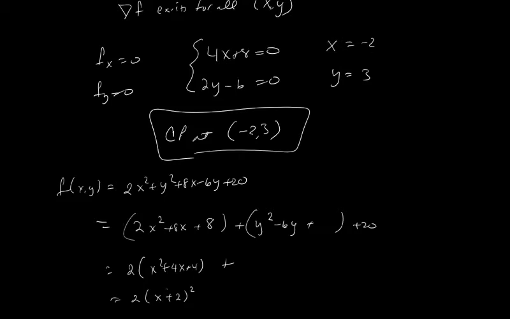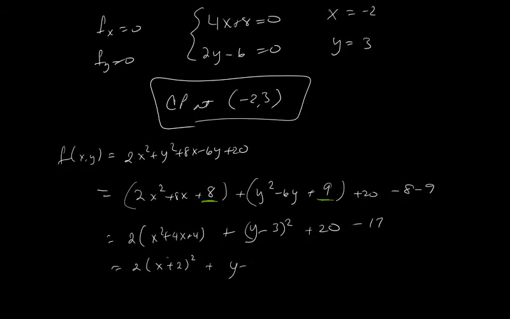Then we have y squared minus 6y, so (-3) squared will be 9, so we need to add a 9 here. I should be doing this in a different color so I can keep track of what I'm actually adding. So that's going to be (y minus 3) squared plus 20, but I added an 8 and a 9, so then I have to subtract that 8 and 9, so minus 17. So this is plus (y minus 3) squared plus 3. Okay, so we have z equal to 2 times (x plus 2) squared plus (y minus 3) squared plus 3.